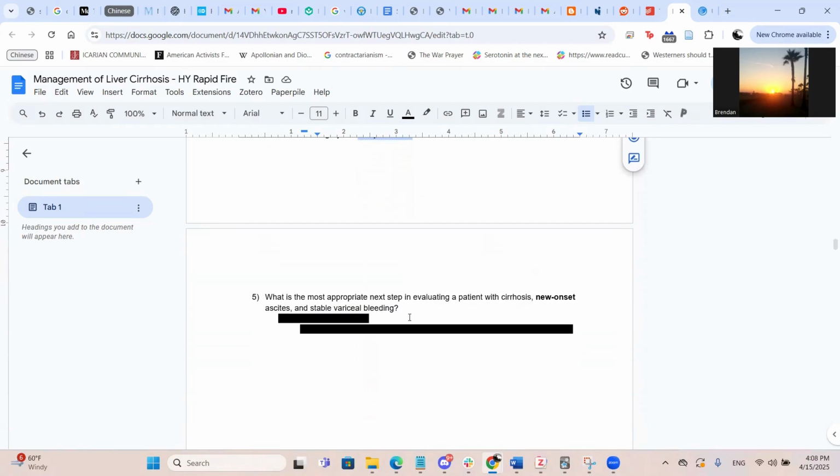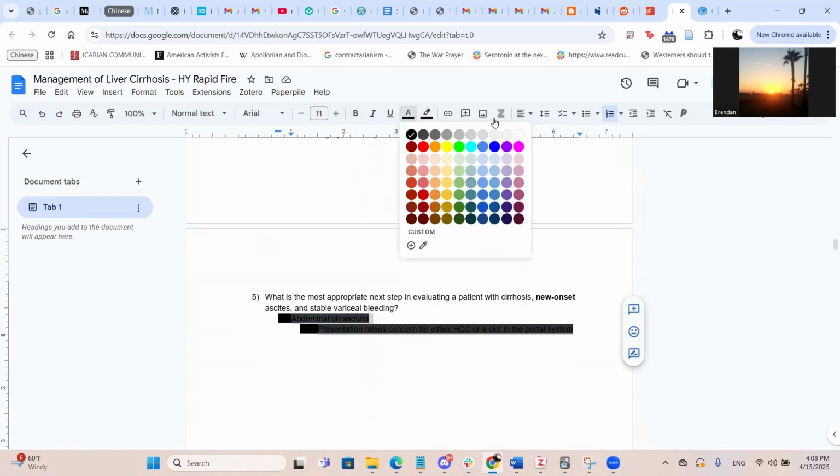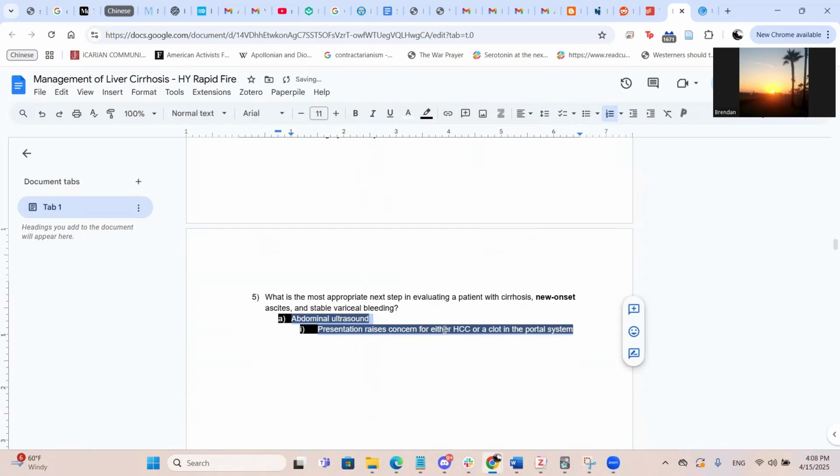So what's the most appropriate next step in evaluating a patient with cirrhosis, new onset ascites, and stable variceal bleeding? The answer is abdominal ultrasound. And the reason behind this is because if you have a patient who had cirrhosis and they were not symptomatic for ascites before, and now they have this new onset ascites, that's going to raise concern for either hepatocellular carcinoma or a clot in the portal system. Because if you have this new onset ascites, that's telling you that there is this new obstruction in the portal system that was not there before.